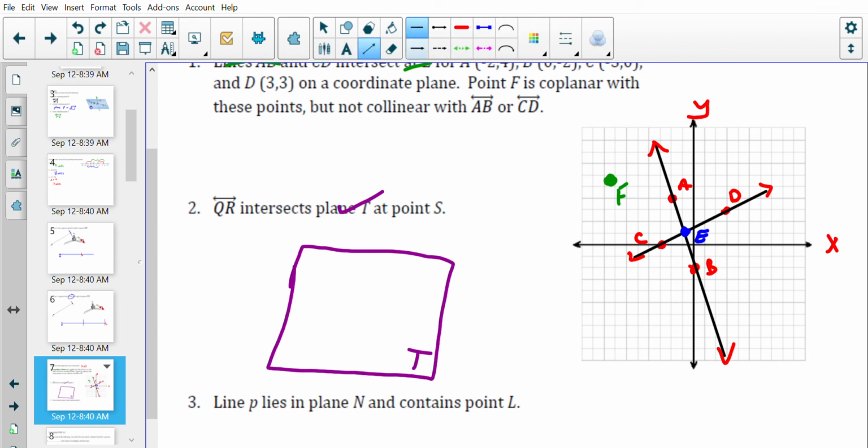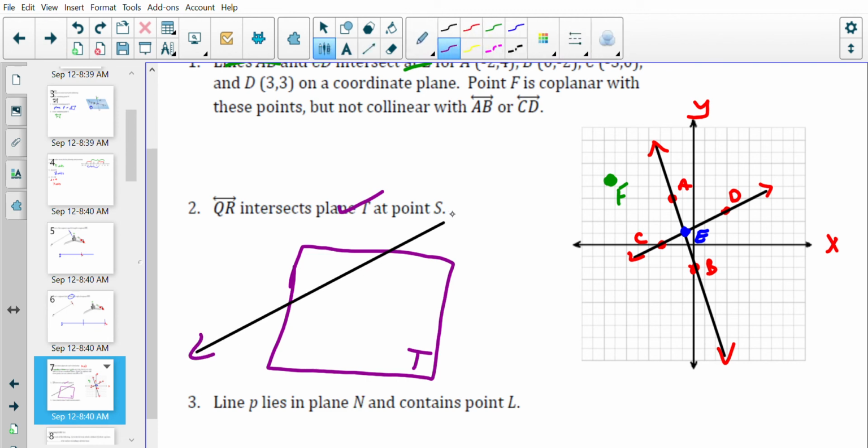And again, it's a line. It could go in any direction, any steepness, any shallowness as you so desire. So if I have line QR, I could do that. Line QR. So again, QR means points Q and R are somewhere on this line. So Q and then R. So I drew that. And it intersects the plane at point S.